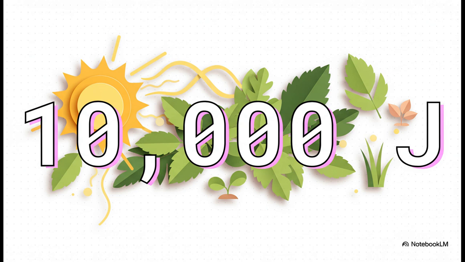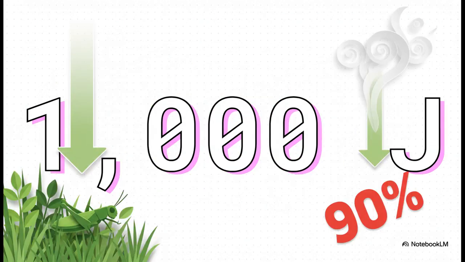Let's put some numbers to this so you can really see it. Let's say our producers, the plants at the very bottom, start with 10,000 units of energy from the sun, okay? That's our starting point, 10,000. Now, when our primary consumer, that grasshopper, comes along and eats the plants, it only gets 10% of that energy, so it's left with just 1,000 units. Boom, a 90% drop right off the bat, at the very first step.